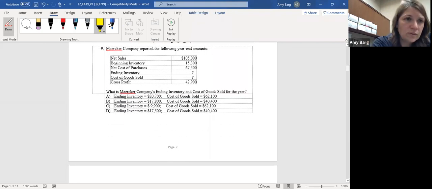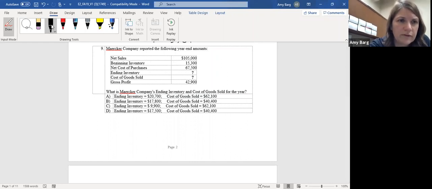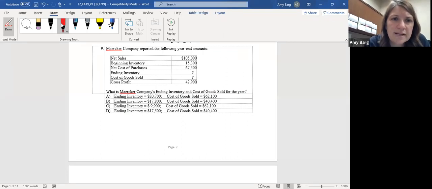Okay, so this one is fun. Let's do it in Reddit. So it says America Company reports the following year-end amounts. It gives us net sales, beginning inventory, net cost of purchases, and if we need to figure out ending inventory, cost of goods sold, and it gives us gross profit. And it says, what's the ending inventory and cost of goods sold? So what are the equations that we know that are going to help us figure this out?